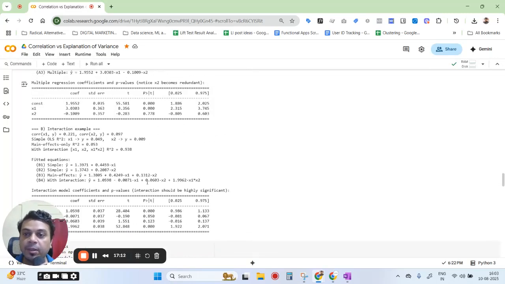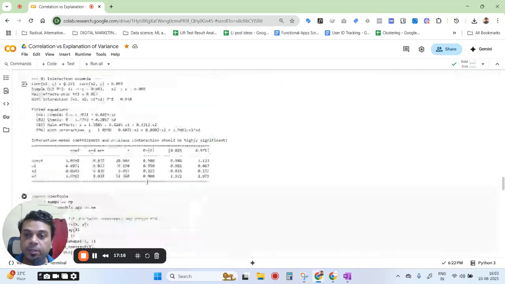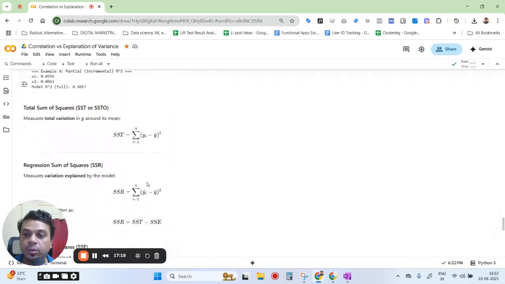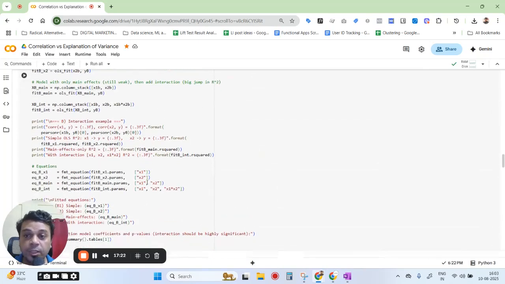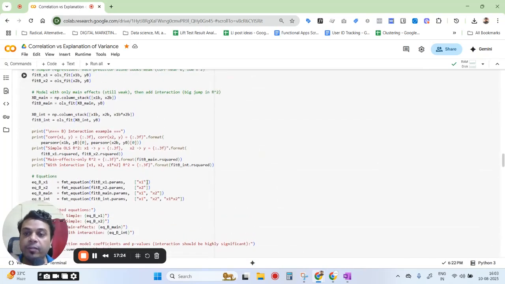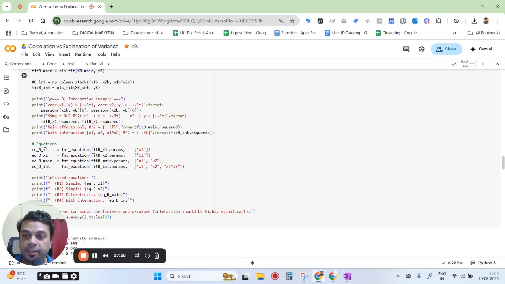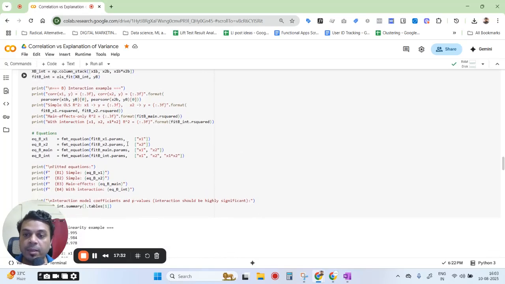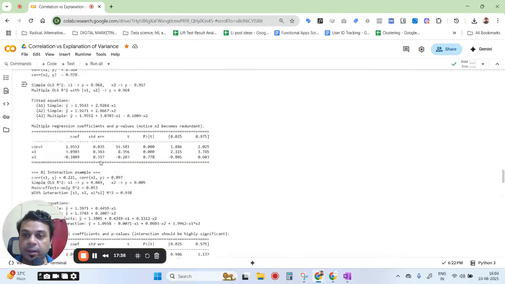So the last example that we're going to go to is that of interaction terms. So the interaction term is actually going to show us how these two variables behave if they have a combined effect. So the interaction example is where you have x1 and x2 both. So we have four equations in this example. So we have four examples where we have a correlation between x1 and y.